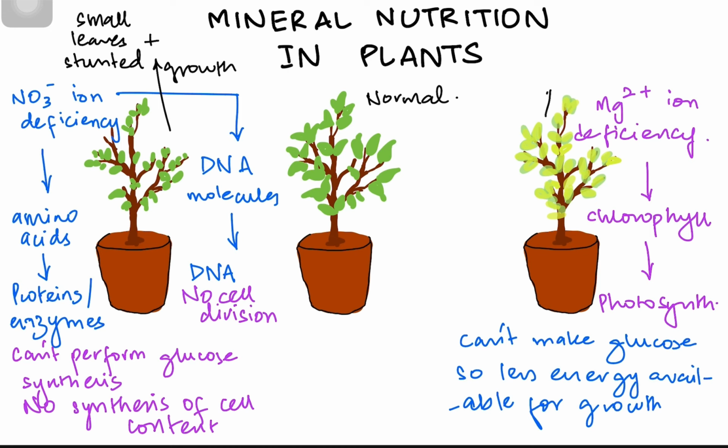At the same time, what evidence do you see? Since chlorophyll is missing or chlorophyll is incomplete, you'll see yellowish leaves. And this phenomenon of having yellow spots on the leaves is known as chlorosis. I hope this idea is clear for you guys.